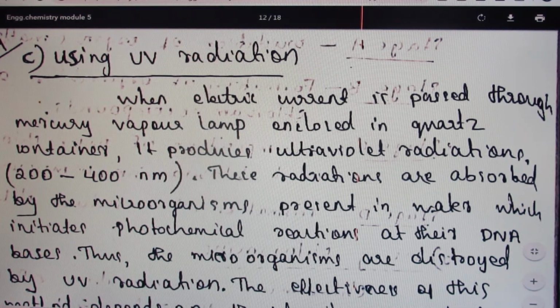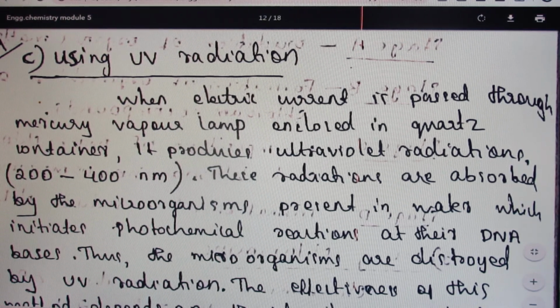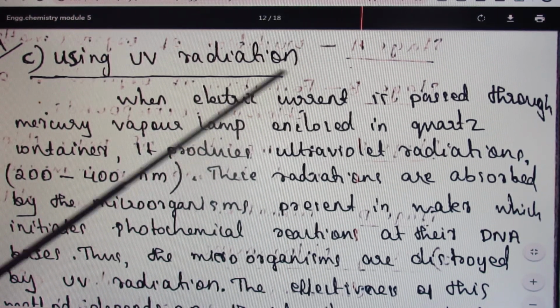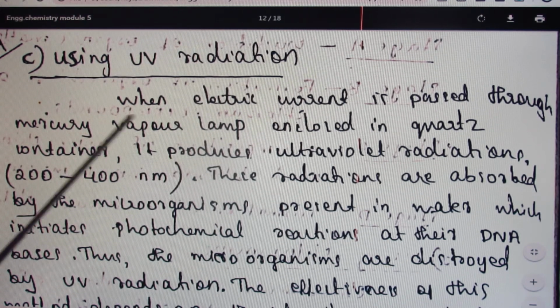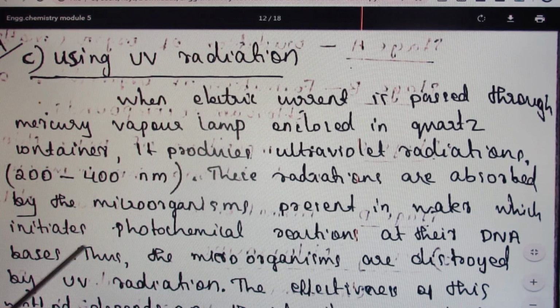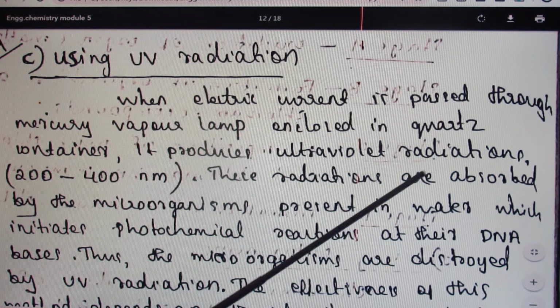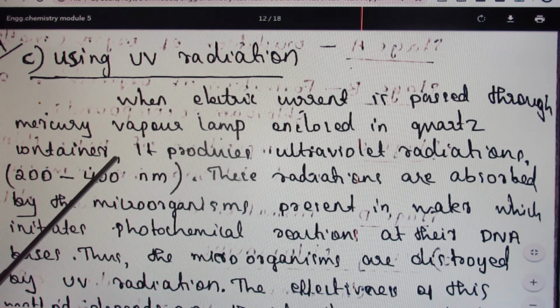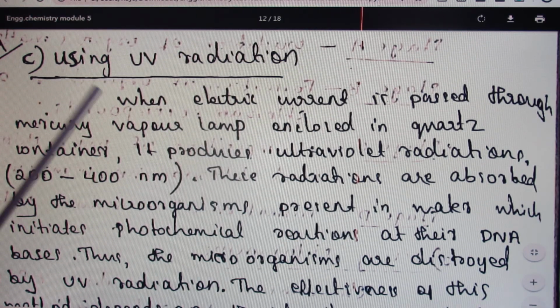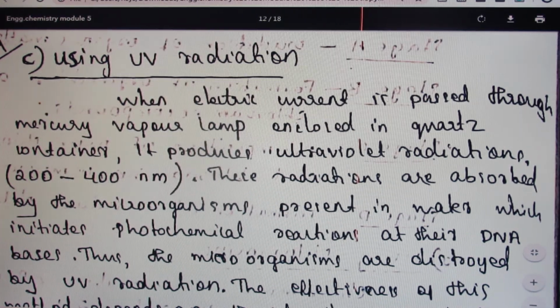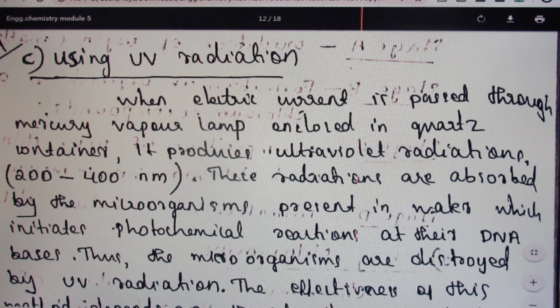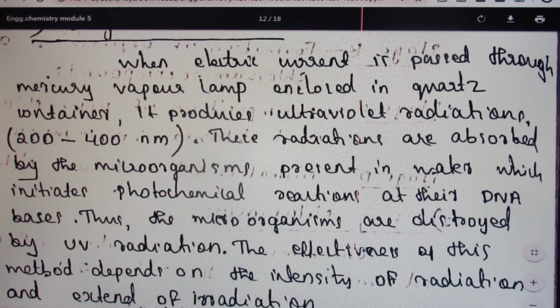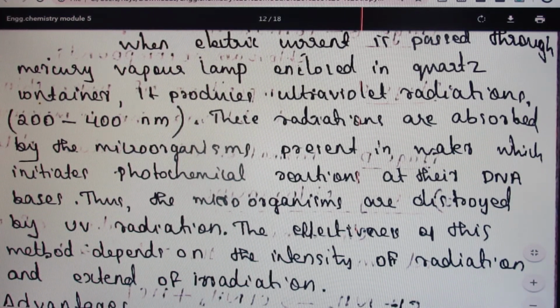Next is the disinfection method using radiation, UV radiation. When electric current is passed through a mercury vapor lamp enclosed in a quartz container, it produces UV radiation. Its wavelength ranges from 200 to 400 nanometer. So, the disinfection process can be carried out with the help of UV radiation.